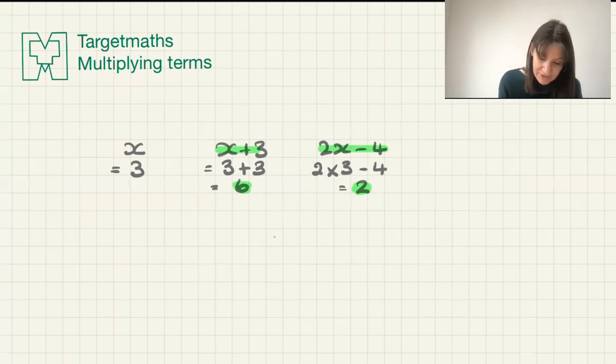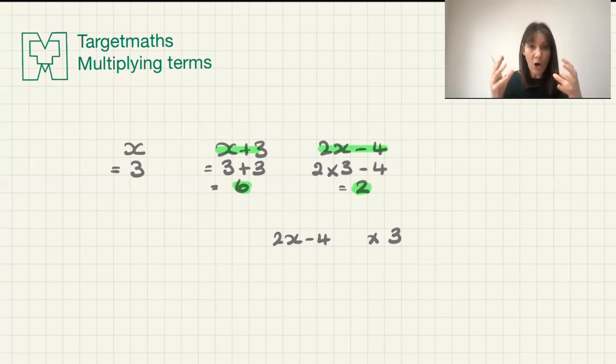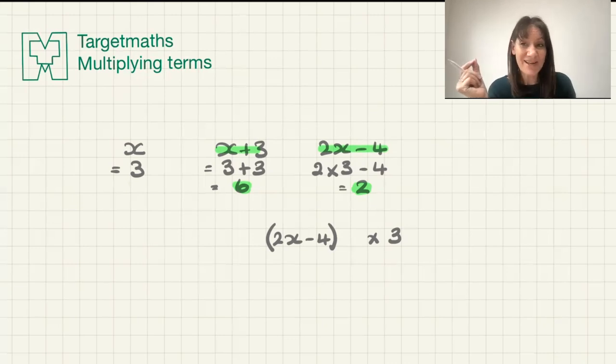If I've been given something like 2x minus 4, and then I'm told that I've got to times it by, let's say, 3, I need to make sure that I multiply all of that. That whole expression has to be multiplied by 3. And the way that I show this in algebra, the way that I communicate this, is using brackets. I want all of this to be multiplied by the 3. But remember, we don't show the times sign in algebra. So at the moment, that still isn't quite the way that we would write this question.